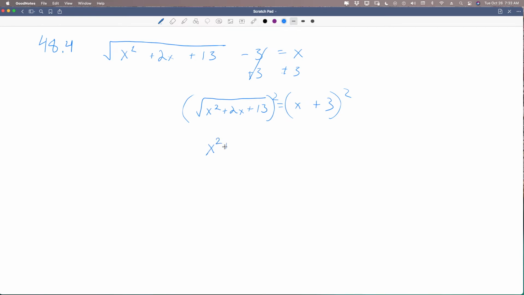This becomes x squared plus 2x plus 13. Actually, what I'm going to do, I'm just going to rewrite this here. And then I'll distribute. So that's x squared, 3x, and 3x is going to be 6x, plus 9. So let's look and see what we can do. Let's subtract 13 from both sides. Let's subtract 2x from both sides. And let's subtract x squared from both sides.